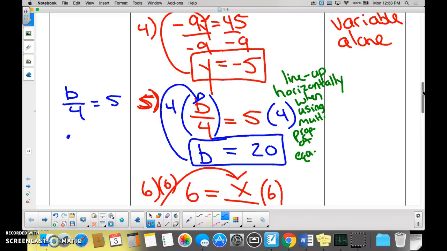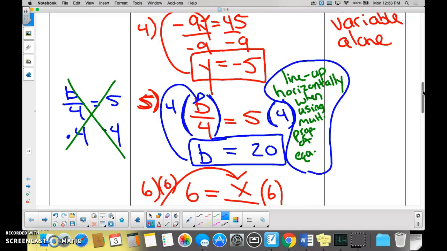No one writes times 4 or times 4 like that. I don't even like that. So please don't do that. So we're going to put a big X through this. Instead, we're going to multiply by 4 by using our parentheses and writing horizontally. So here we're multiplying both sides by 4 and getting our answer as 20. That's where I want you to show your work. And that's what this guy right here is saying. Line up horizontally when using the multiplication property of equality.